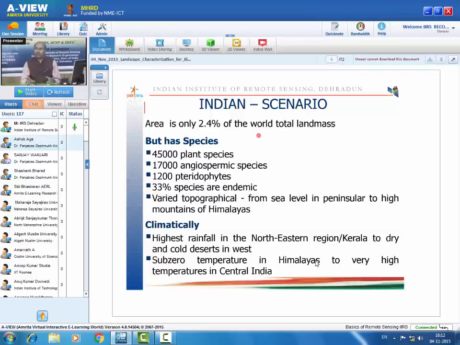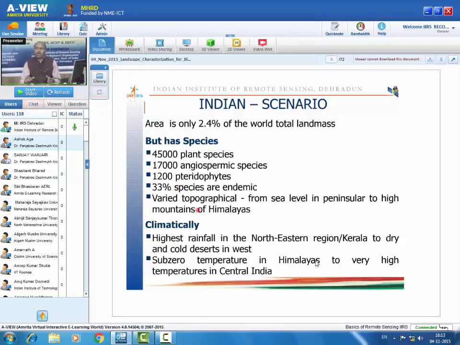If you look at the number of species, the area is only 2.5%, but the share of biodiversity which India represents is very high. You can say there are around 45,000 plant species. Out of that, around 70,000 angiosperms. Angiosperms are those plants which bear flowers. And then there are pteridophytes, which are old, a little primitive in the cycle when you talk about phenology and relationships. Out of that total number, around 33% are endemic. That means they are only found in India and surrounding regions, not elsewhere.